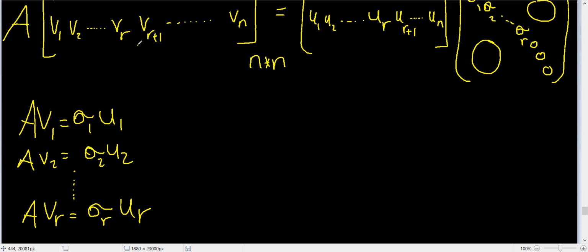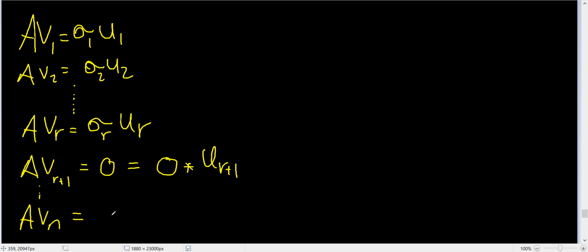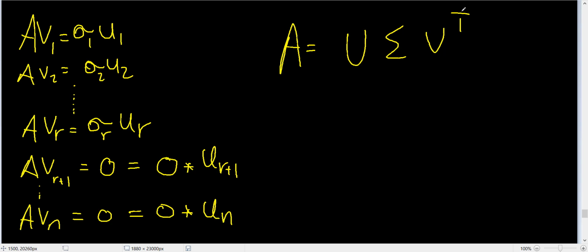After that, all the remaining vectors will belong to the null space, and so A VR plus 1 is equal to 0, which is equal to 0 multiplied by UR plus 1, again up to Vn, so that A Vn is equal to 0, which is equal to 0 multiplied by Un. This means that we could still decompose our matrix A to be equal to U sigma V transpose for a general singular or non-singular square matrix A.